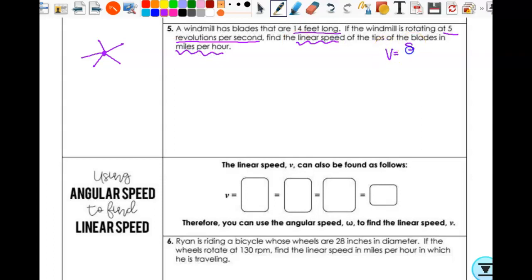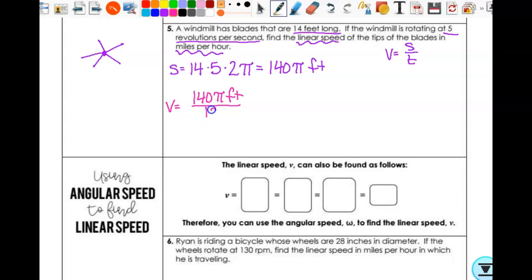So my linear speed is s over t. I'll find arc length first. S equals r times theta. That's 14 times the number of revolutions, which is 5, times 2 pi. 2 times 5 is 10, so that's 140 pi feet. Then I have arc length, which is 140 pi feet over time, and that was 5 revolutions per second, so this is 1 second here. So I'm in feet per second. I want miles per hour. Right? You write out the conversions there.